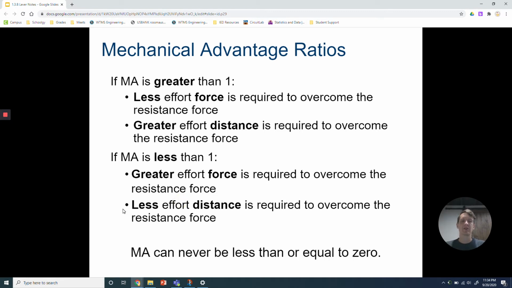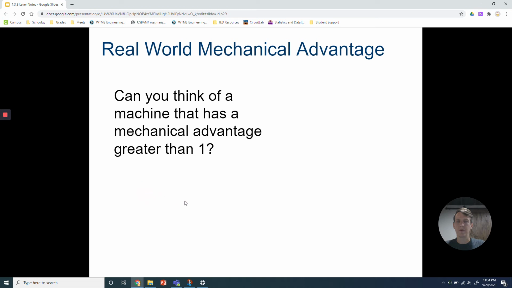So mechanical advantage can never be less than 0 or equal to 0. And we'll talk about why sometimes you'd want it equal to 1. So what's in the real world, can you think of a machine that has a mechanical advantage greater than 1?